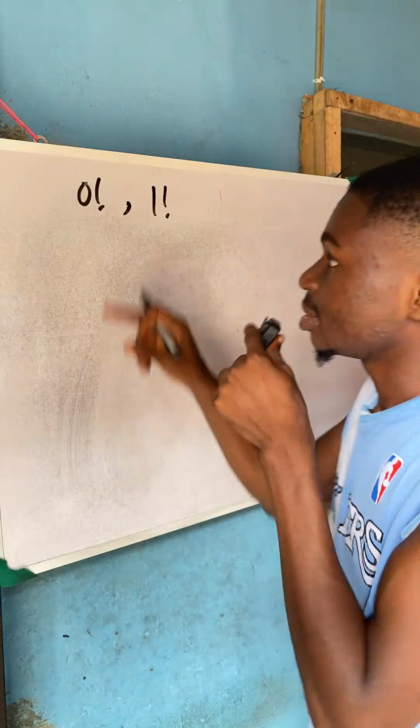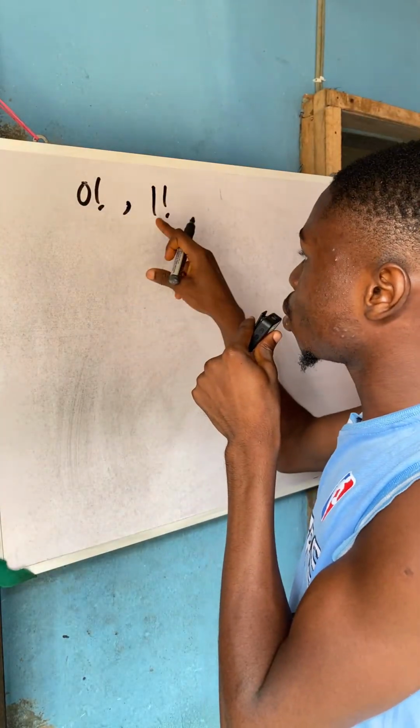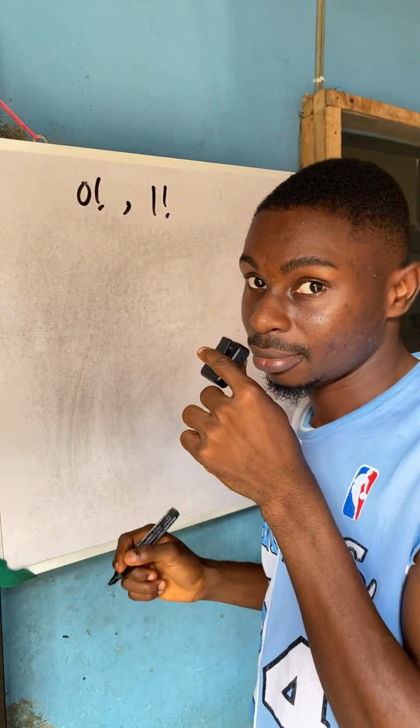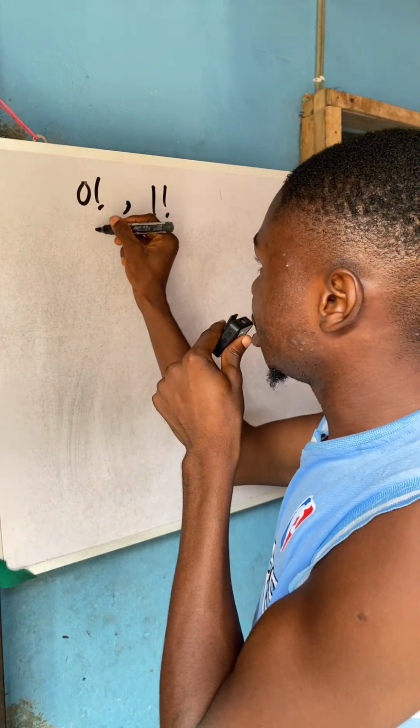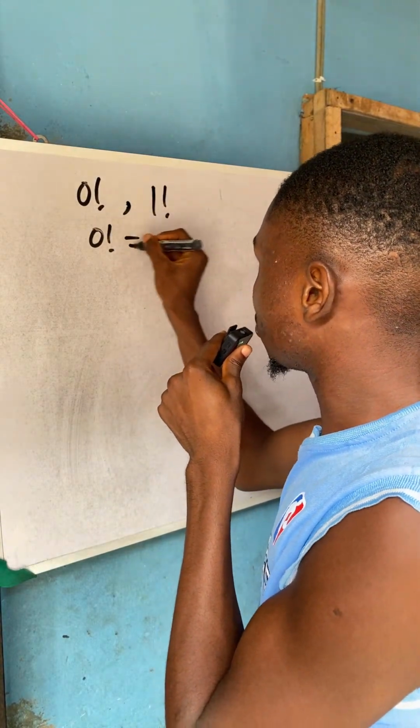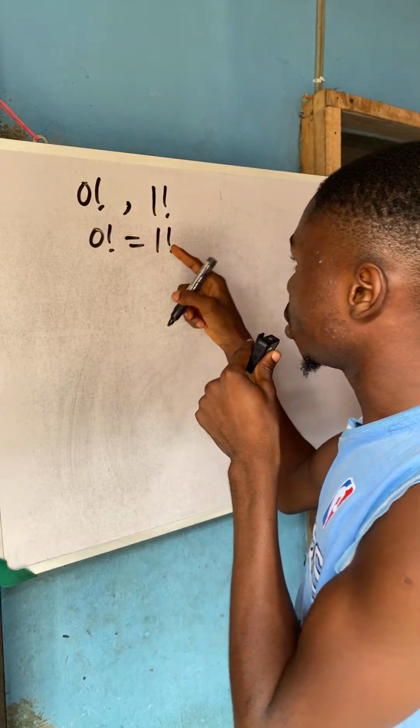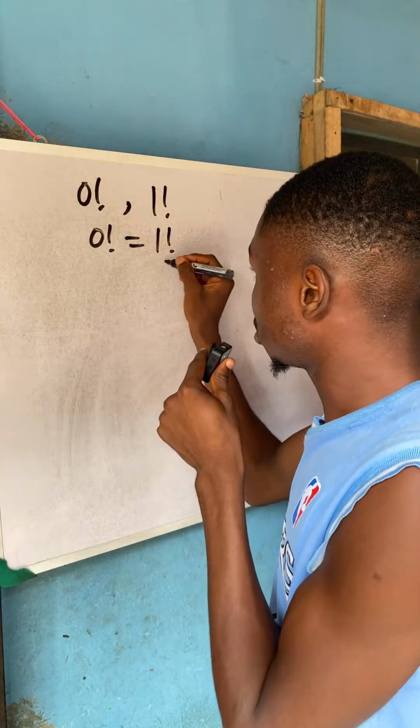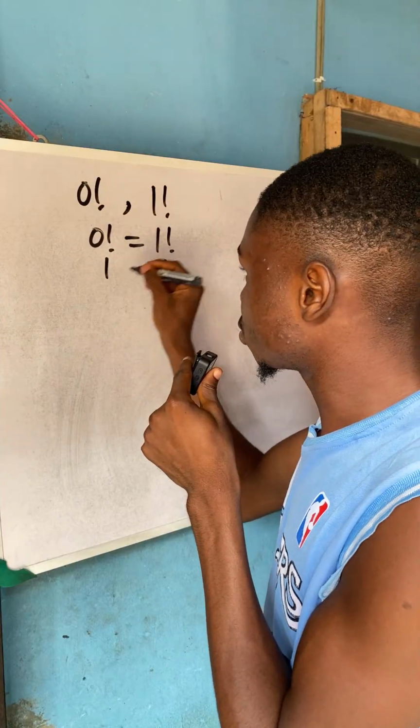Yes, 0 factorial is always the same thing as 1 factorial. So I can equally say that 0 factorial is equal to 1 factorial, because 1 factorial is the same thing as 1. So 0 factorial is the same thing as 1. So 1 is equal to 1.